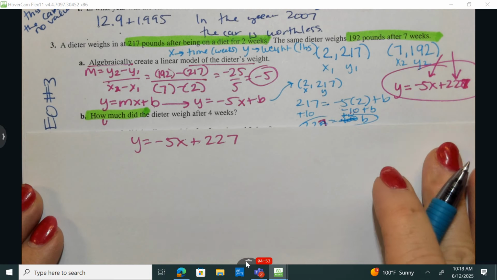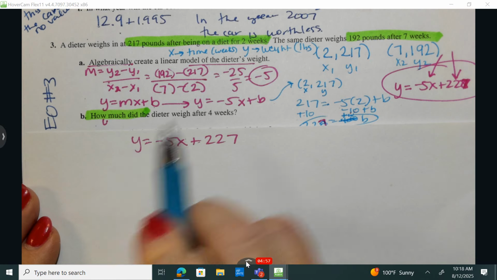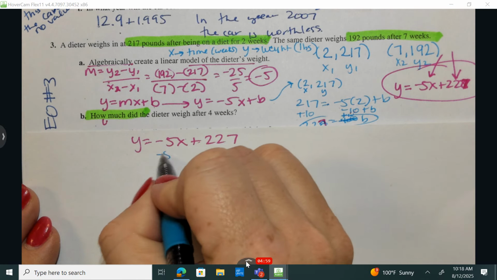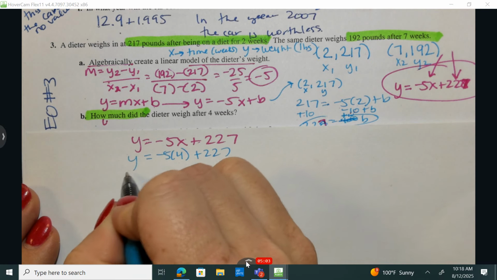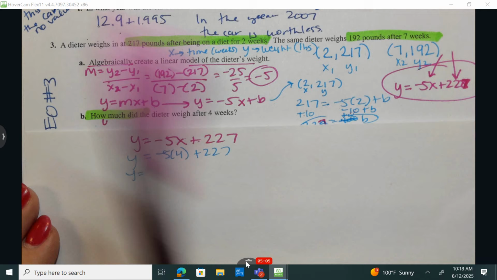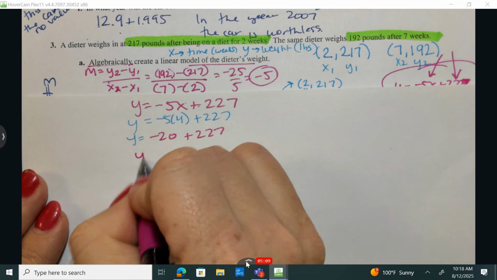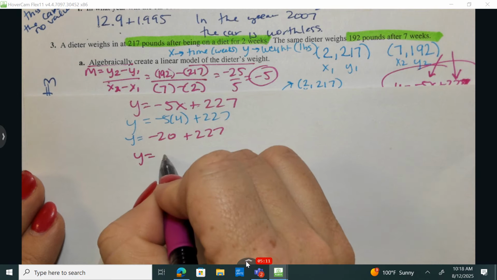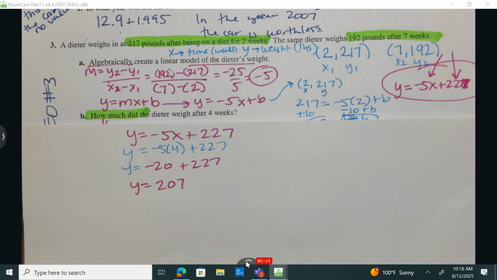Okay, so how much? I want to know what is the weight after 4 weeks. So I'm going to substitute in 4 for x, and I'm just going to do the simple math. Negative 5 times 4 is negative 20. When I add negative 20 to 227, I end up with 207. Now, at this level of math, it doesn't have to be a complete sentence, but even with the right value but no explanation, you'd get no points.